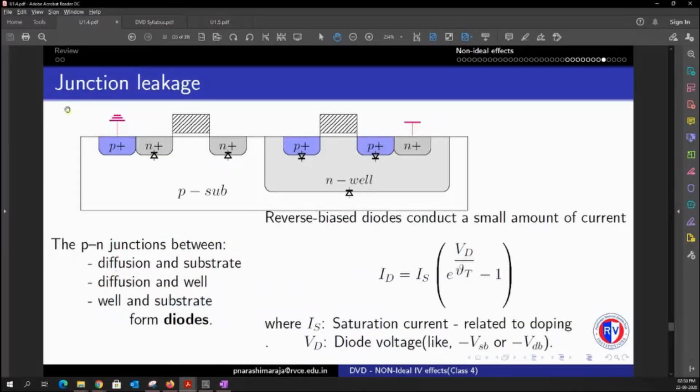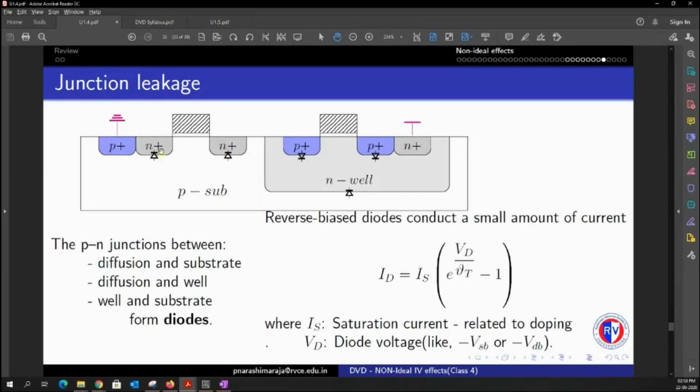And the final type of leakage that we have is the PN junction leakage. Here I have a structure known as the N-well structure. We will talk about N-well, P-well, twin tub and many such factors when we discuss unit number 5. For now, assume that an N-well is where we will have the PMOS transistor, and the P substrate is where we will have the NMOS transistors. Clear?